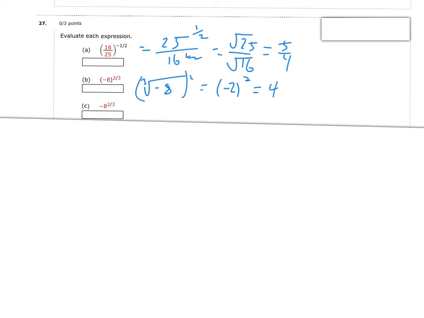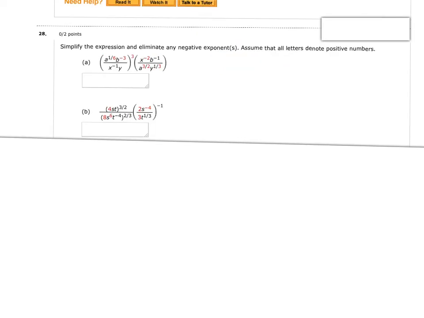Part C looks the same, but when you don't have parentheses around the negative, you could think of it as being outside. It's really the same process as before. So it's the cube root of 8 squared with a negative out front. And so I'll let you guys do that one.